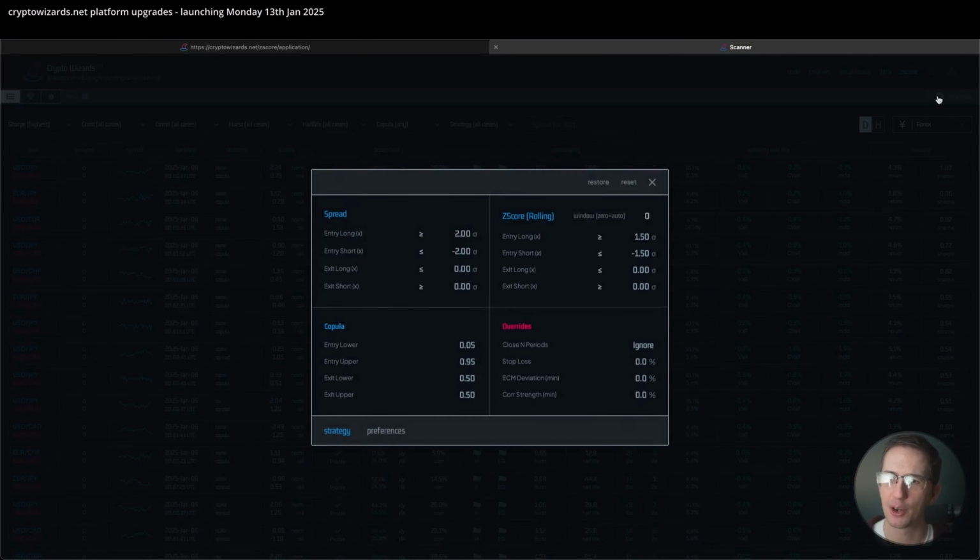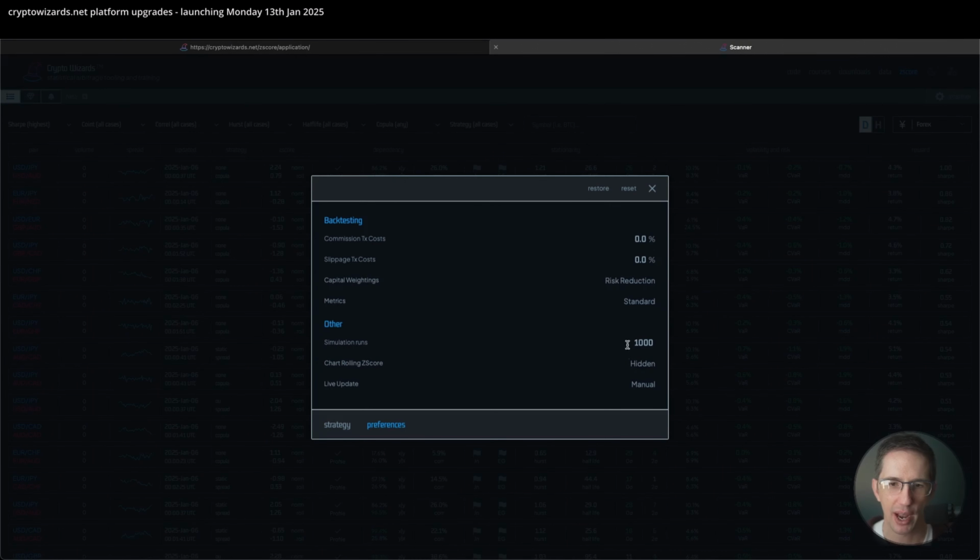Now, if you want to see aggressive returns and Sharpe ratios, you can go here to Preferences. And where it has here metric standard, you can put this on aggressive.